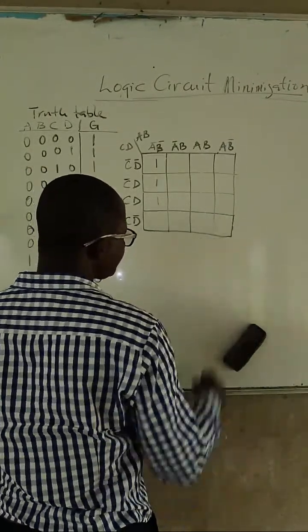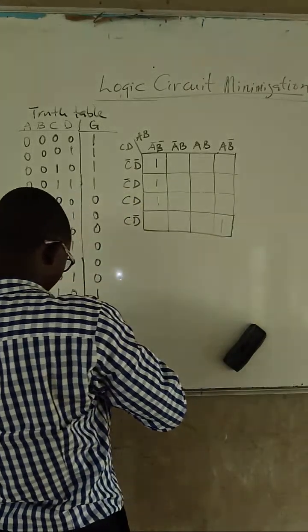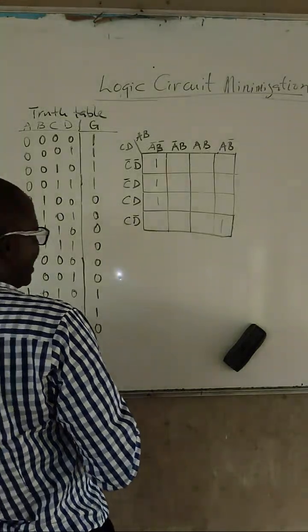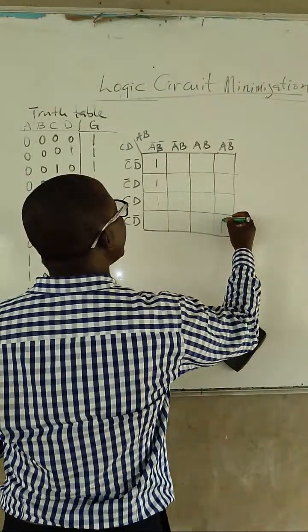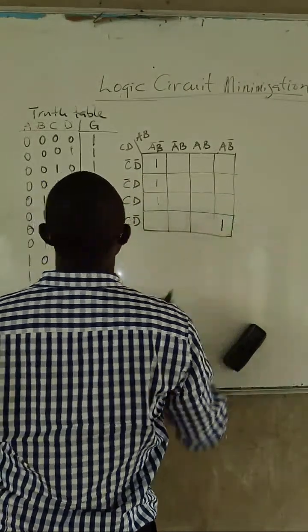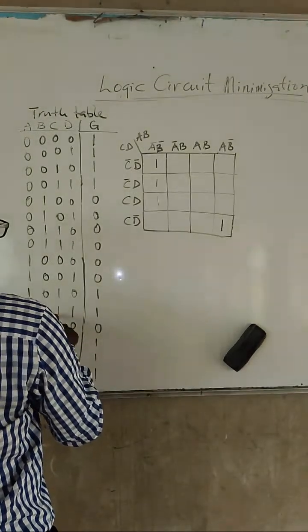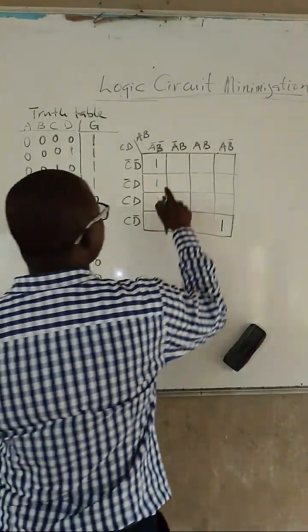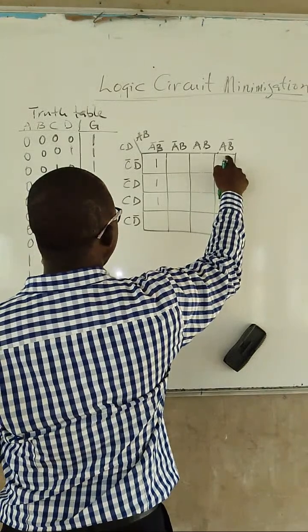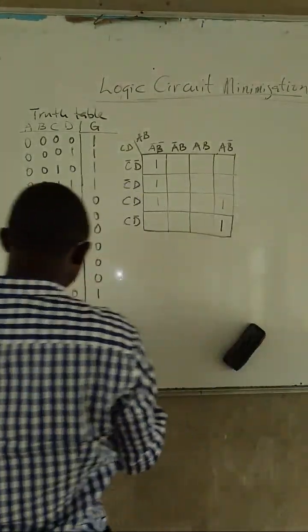Okay. All right. A, B bar, C, D bar. Okay, that's all we have. The next one, A, B bar, C, D. This is C, D. We put 1 there.